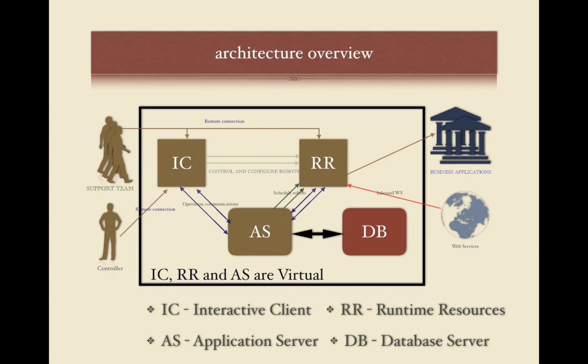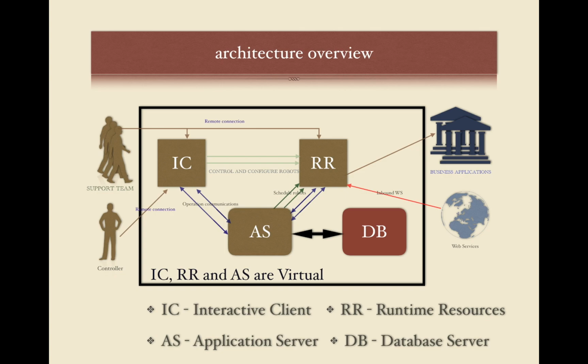Coming back to the slide, the controller can remote login to the interactive client to control the processes which are running, to monitor the processes and so on. On the other hand, the support team can remote login to the interactive client as well as to runtime resources, just to see if there are any issues. If somebody reports issues on the runtime resources, for example if something is not working, the support team can log into the runtime resource using a remote connection to see what's going on and if something needs to be fixed. That's why the support team should have access to the runtime resources as well.